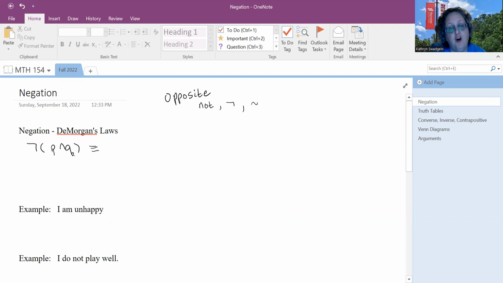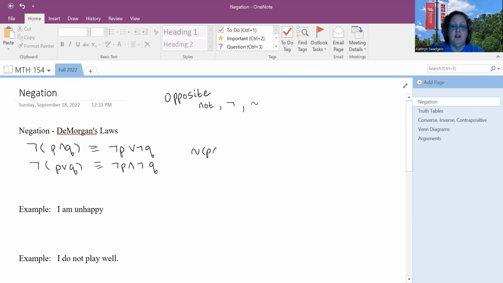So if I say not the P and Q together, that's the same as not P or not Q. And if I do it with the or, then that becomes the and. So not P and not Q. So it puts the two together. Of course, you could put the little squiggly ones instead in front. It means the exact same thing.